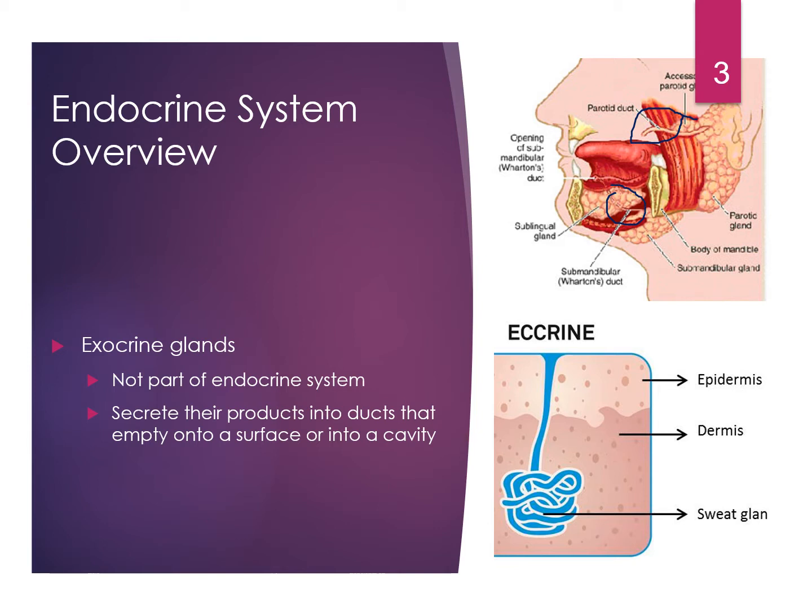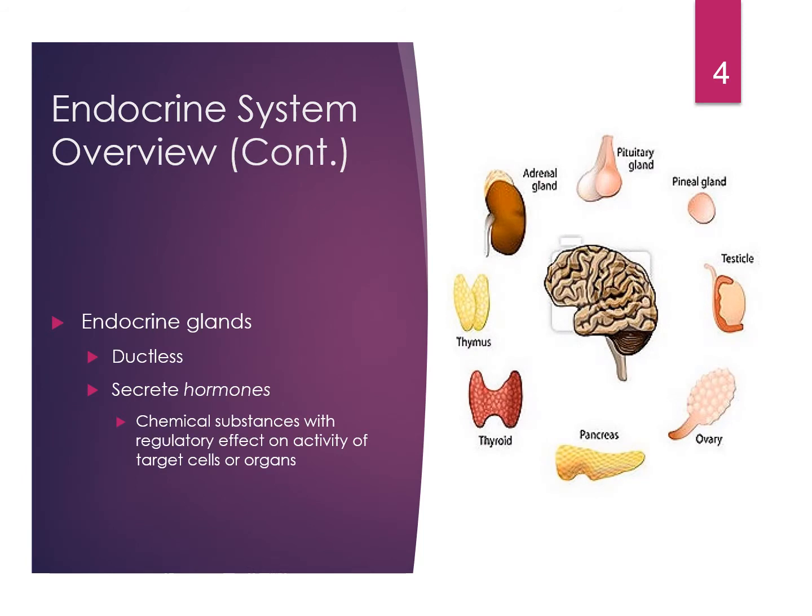So remember, exocrine glands have ducts, and then this here, you can see this little tube that deposits the sweat onto the surface of the skin. So exocrine glands have ducts, and they empty onto a surface or into a cavity. Endocrine glands do not have ducts. Rather, they secrete chemicals known as hormones into the intracellular spaces.